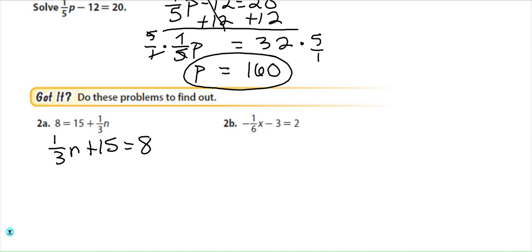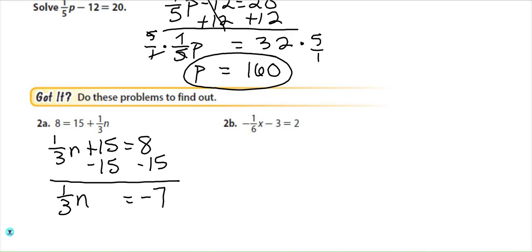All right, now let's move stuff around. So it's going to be minus 15, and minus 15. That gives us 1/3 n equals, and then 8 minus 15, that's going to give us a negative 7. Okay, we got to multiply by 3 over 1, and that's going to give us negative 21.